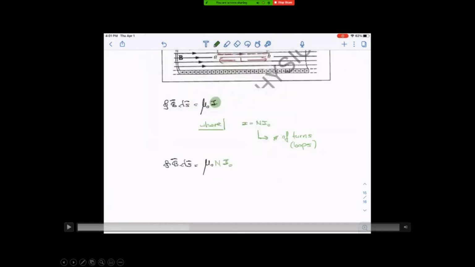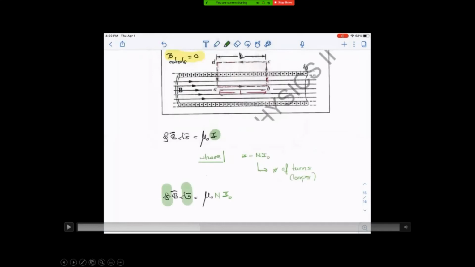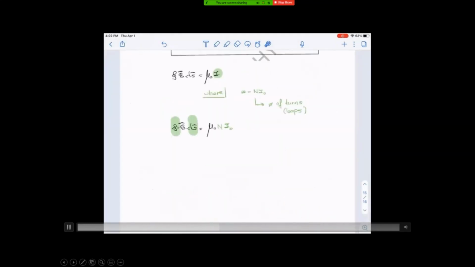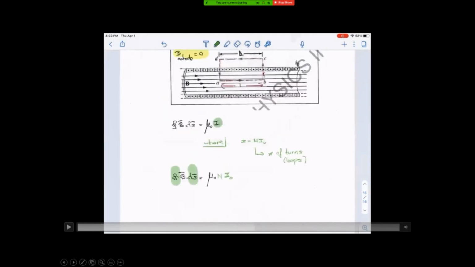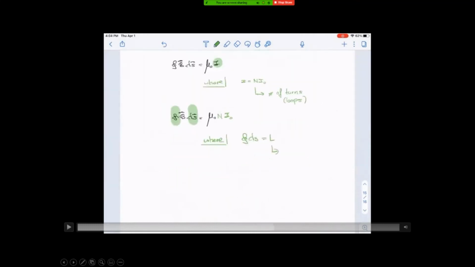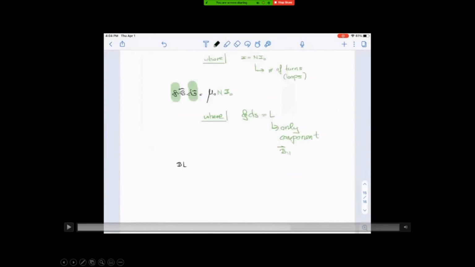The left-hand side, I discussed that. The strength of the magnetic field along the direction of the loop is going to be the inside component, which is this portion, the length between A and B that you're looking at. So for this expression, the only surviving term is going to be L. This is the only component along the direction of the magnetic field, the only component parallel to the magnetic field. That's what it means. And now we're ready to solve for B.